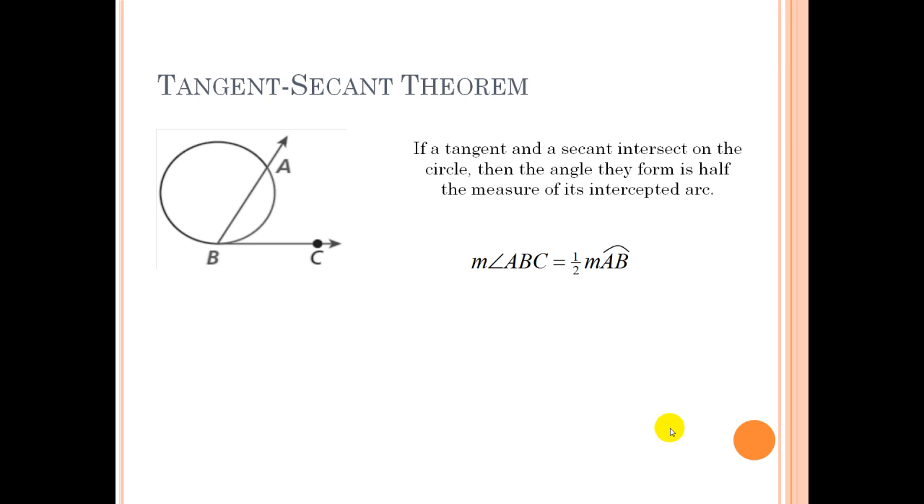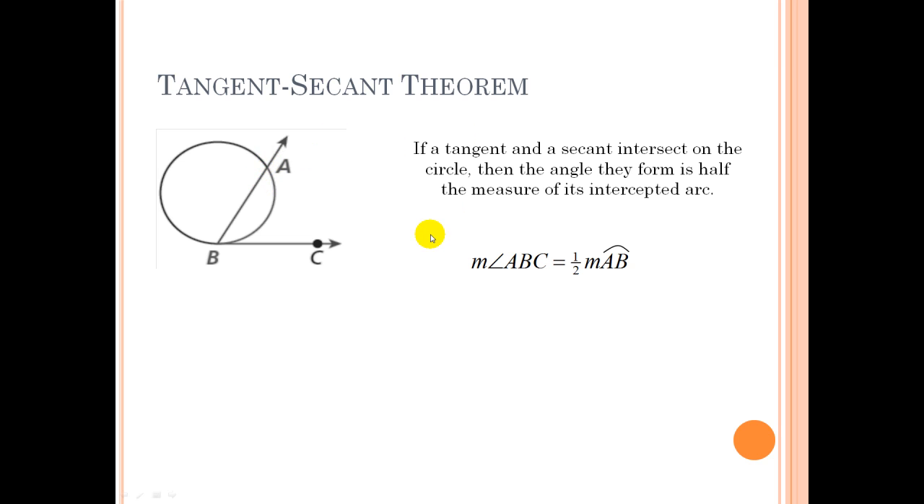So we're going to start off with a theorem, the tangent-secant theorem. This one simply says that if we have a tangent, you can see it right here, line BC is tangent, and a secant, that would be line AB, intersecting on the circle, so you can see right there at B they intersect, then the angle they form, angle ABC, is half the measure of its intercepted arc. So half of the measure of the arc that's inside that angle.